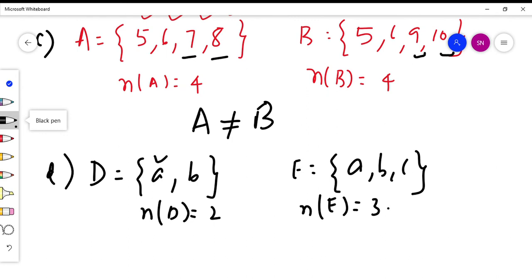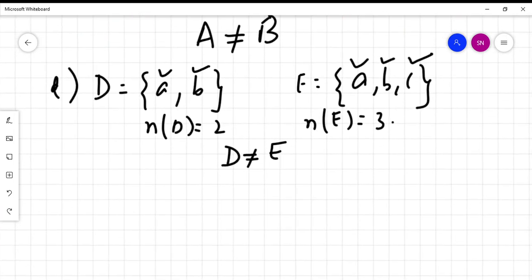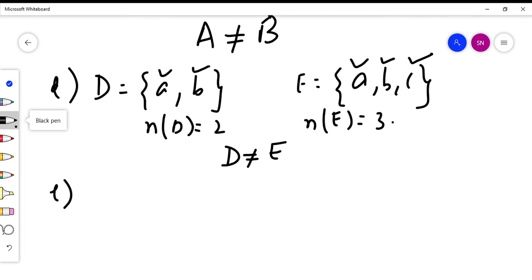So I have A and B, these are the two elements. Similarly, in set E, I have the same elements A and B, but here C is also getting included. So therefore, D is unequal to set E. Now it is clear, I believe. So I'll give you one more example.